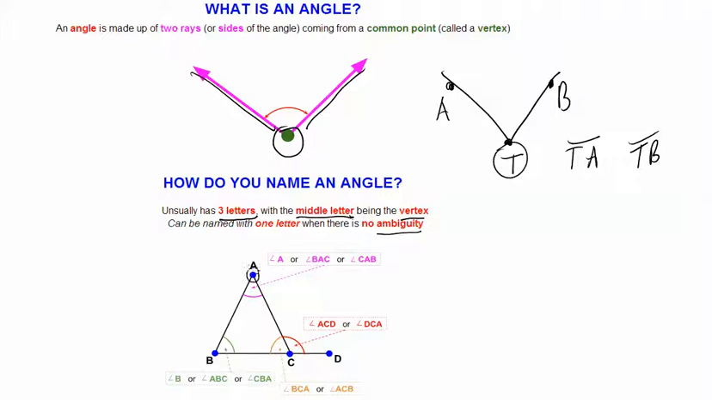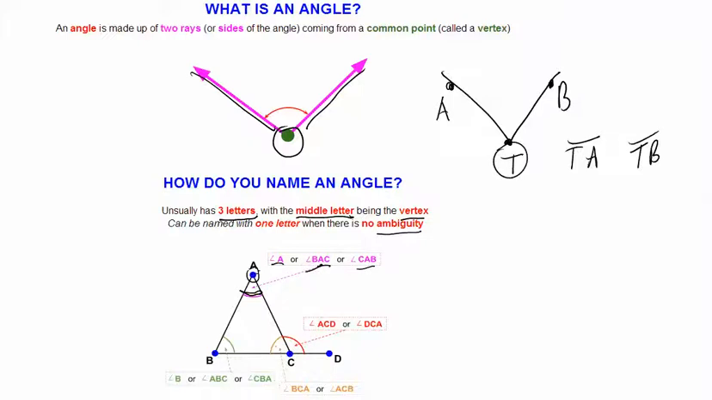Right here, this one we could call angle A. And the reason we can call it only 1 letter is because there is only one possibility for this angle right here. But we should also call it with 3 letters, in which case it would be BAC. And notice I'm putting A, the vertex, in the middle. Or I could call it CAB. It means the same thing. So CAB and BAC are exactly the same thing.